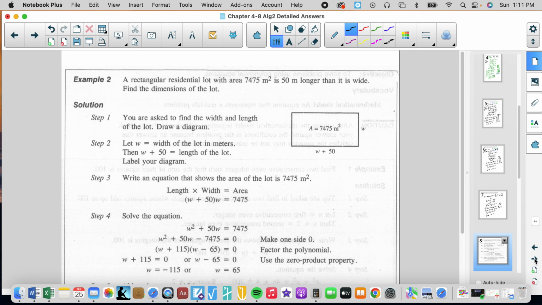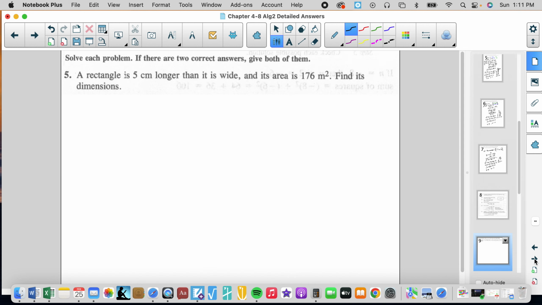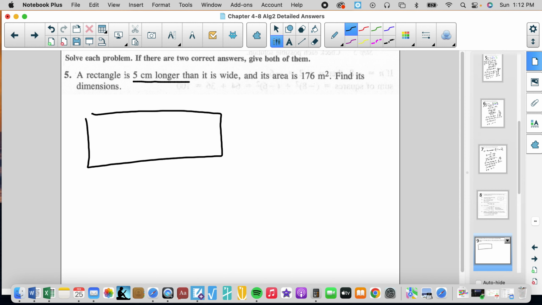Area problems will be equally as fun and challenging, and you'll have some different things to navigate, like area, perimeter, or whatever. So you got to know your formulas for those. A rectangle, you got to understand how to translate information. A rectangle is 5 centimeters longer than it is wide. So if this is the width, the length is going to equal width plus 5 because it's 5 longer. And its area is going to equal 176.